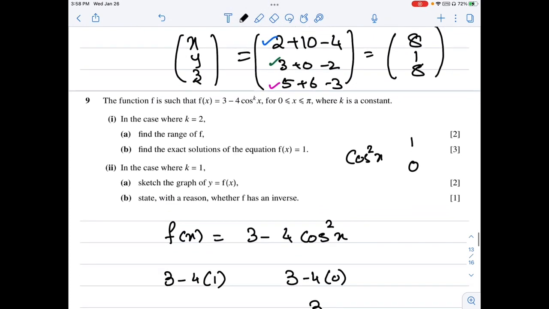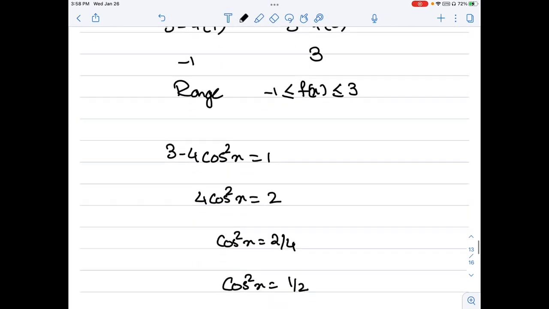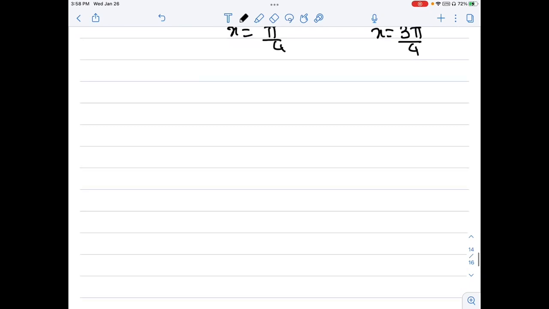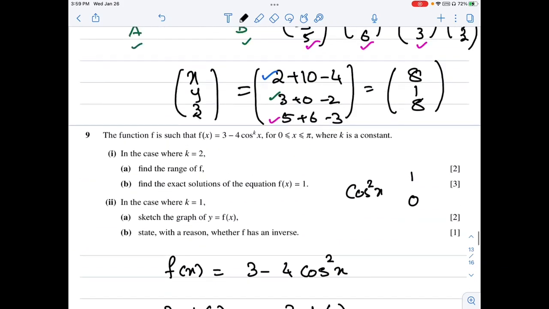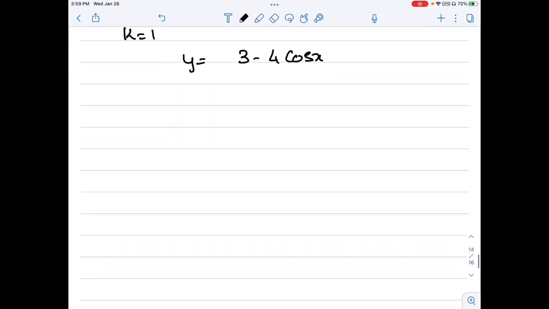Next, in case k is equal to 1, sketch the graph y equal to f of x. So k equal to 1, y becomes 3 minus 4 cos x. Sketch the graph. So first I'll draw y equal to cos x.